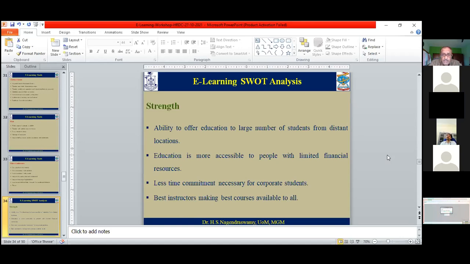And we call it SWOT analysis. Now let's look at some of the points I have recorded for this e-learning. The strength is the ability to offer education to a large number of students from distant locations, right?